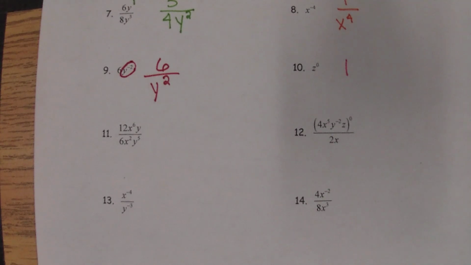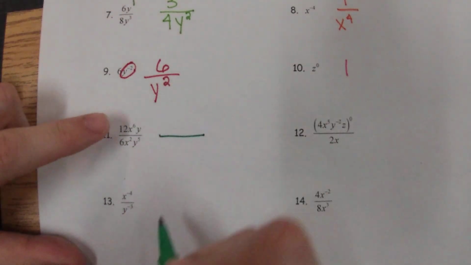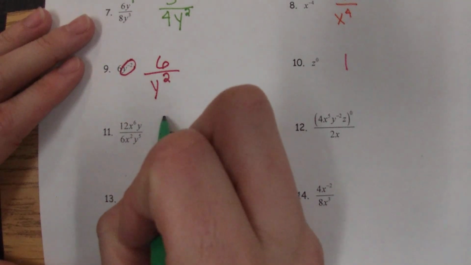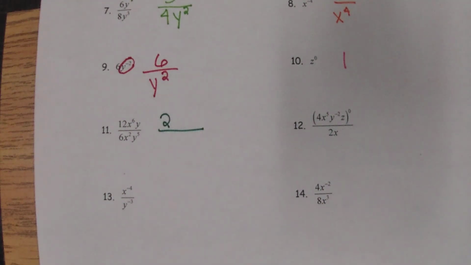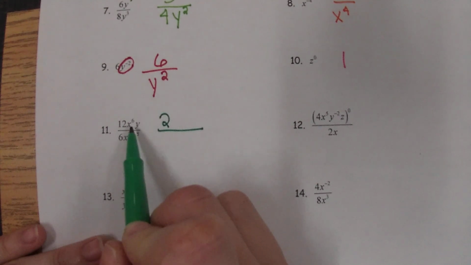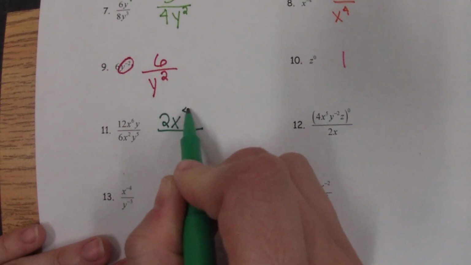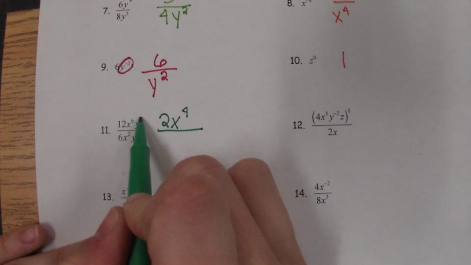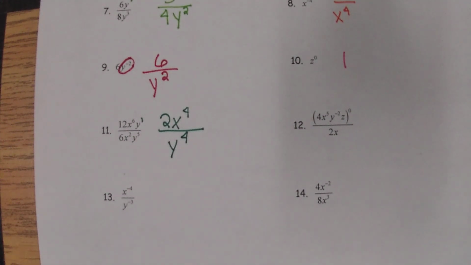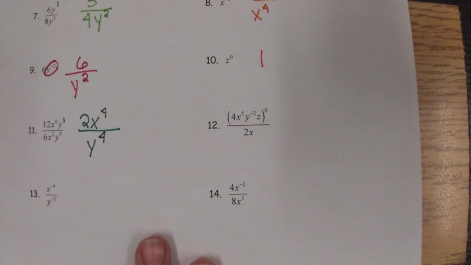Number 11 is division, so again, we're reducing the large numbers in front, so 12 divided by 6 becomes a 2 or a 2 over 1. Okay, then we'll do the x's. We'll subtract, so 6 minus 2 is a positive 4, so that goes on top. A 1 minus 5 is a negative 4, so that will go on the denominator.